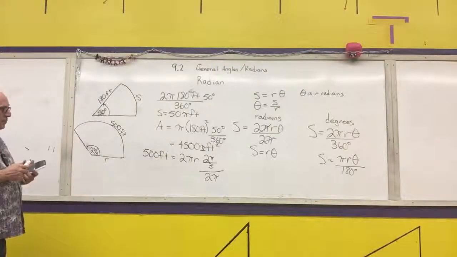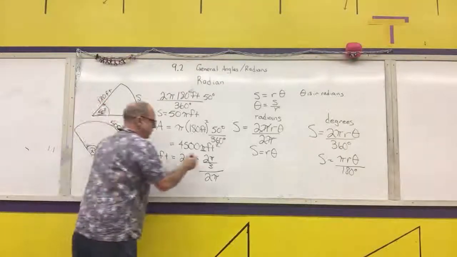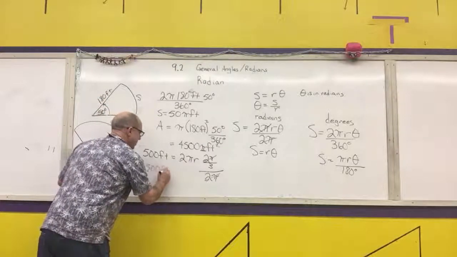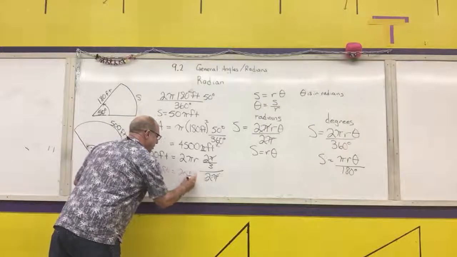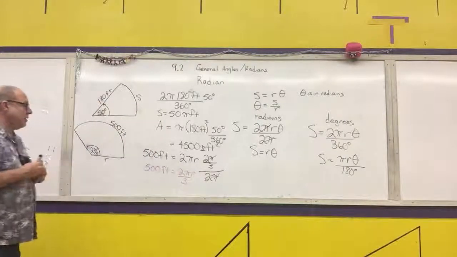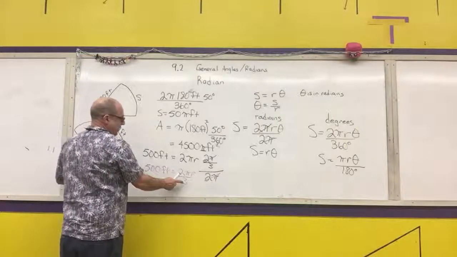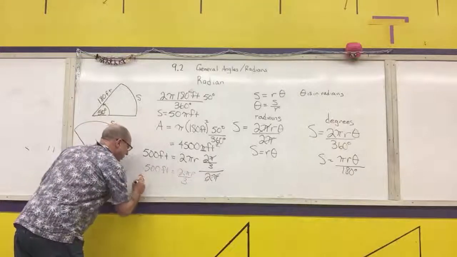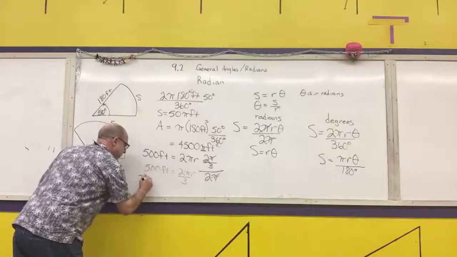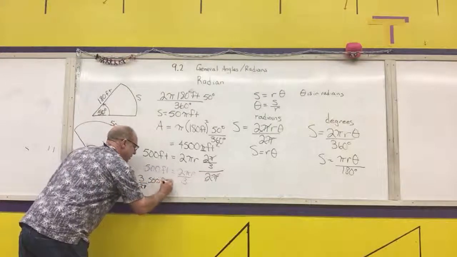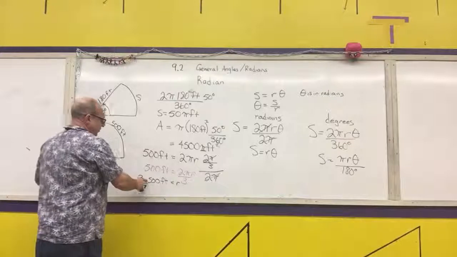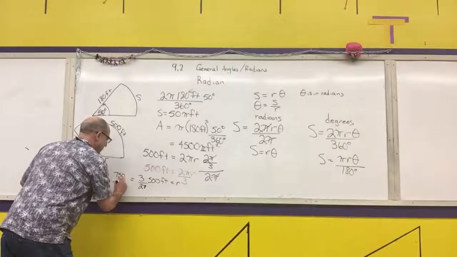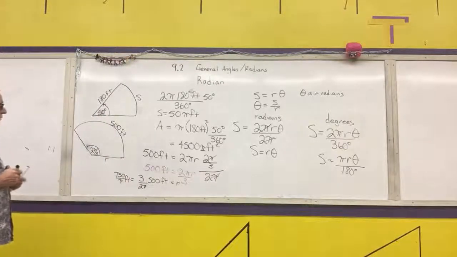So I want to solve this equation for r. First thing I'm going to do is simplify the right-hand side. These cancel, and I'm left with 500 feet equals 2 pi r over 3. And I need to multiply both sides by 3 over 2 pi. So I get 3 over 2 pi times 500 feet equals r. So that's 1,500 divided by 2, which is 750 over pi feet. And that's an exact answer.